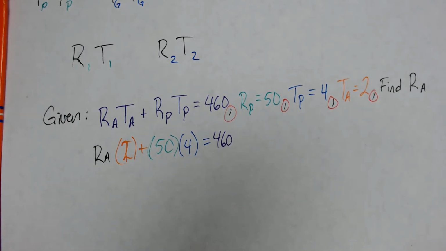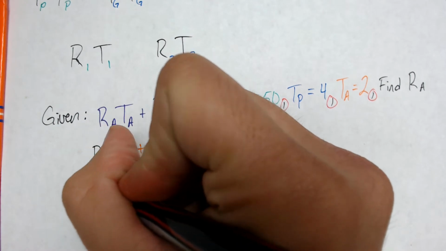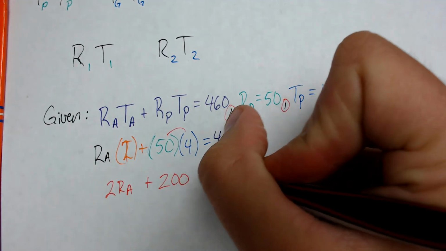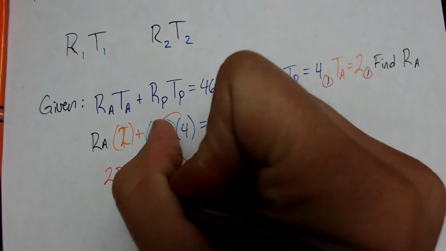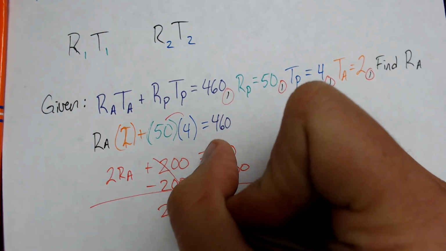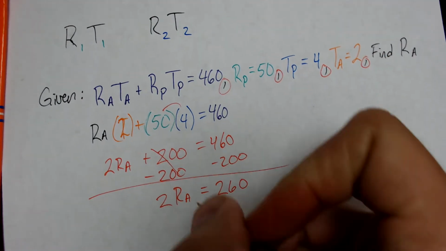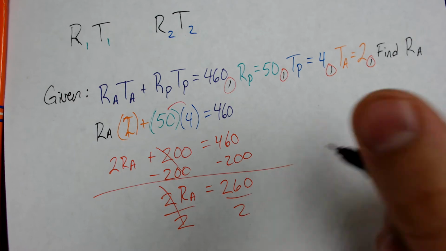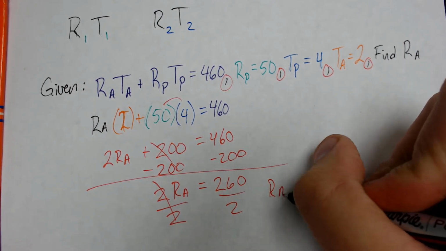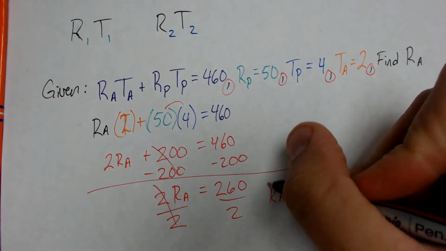So let's go ahead and simplify. Okay, so I'll simplify this equation. 50 times 4 is going to be 200. 2 times RA, or rate of A, is 2 times the rate of A, and that is going to equal 460. Now to solve, I'm going to subtract 200 from each side. So then I get 2 times the rate of A equals 460 minus 200, which is 260. Divide each side by 2, and then I get the rate of A is equal to 130. So that's my final answer for that problem.